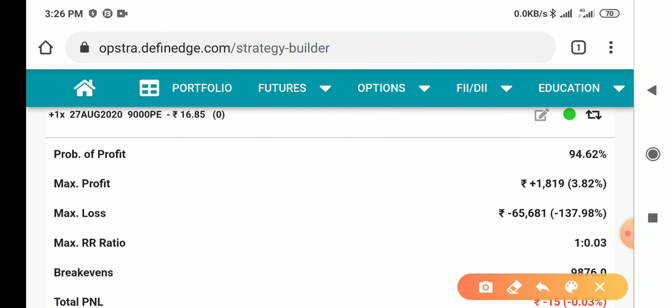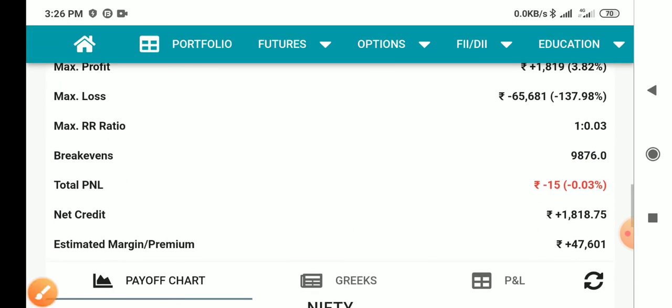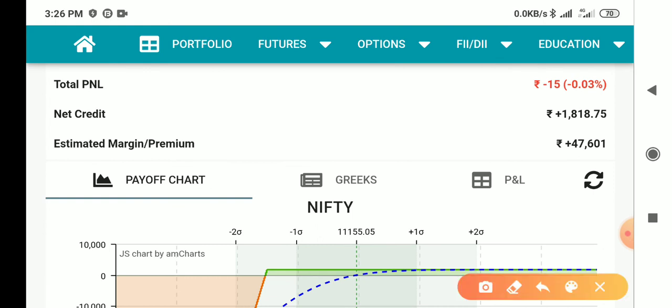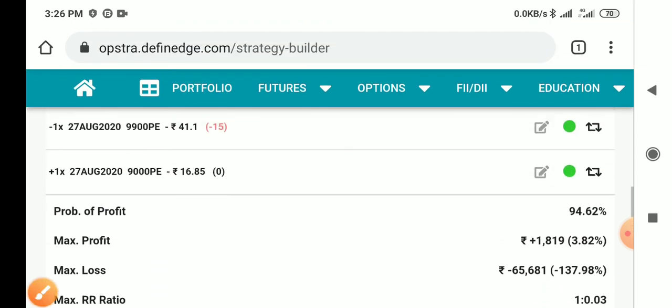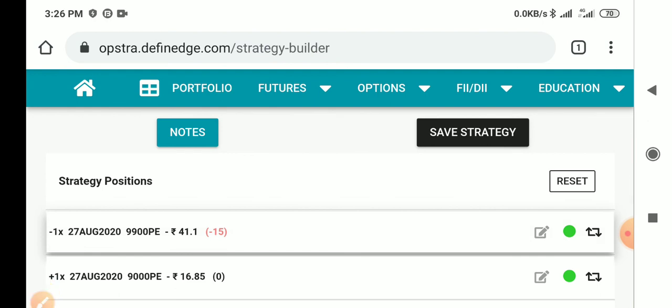The main important point is the probability of profit. It's almost 95%, with an estimated premium of 47,000. So like this we need to select the option strikes for vertical option credit strategies.